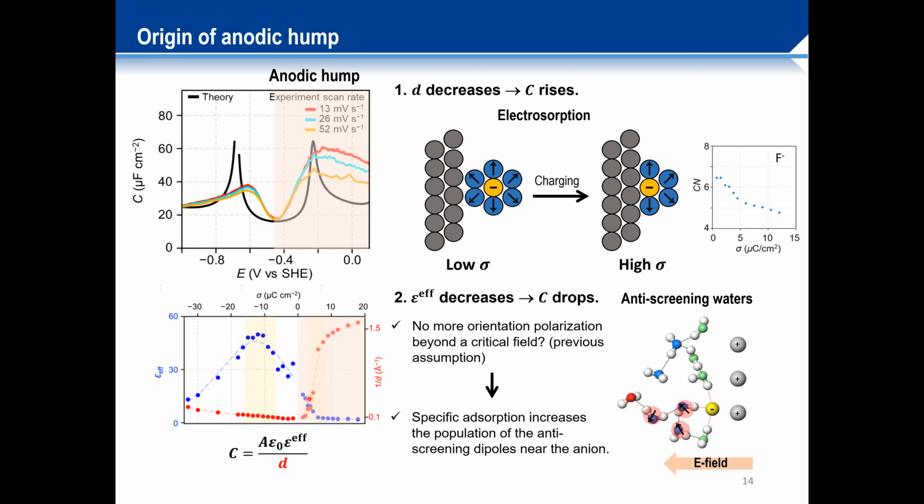We also found that the dielectric constant decreases very rapidly. This is ascribed to the ion-water interactions, which are quite strong. The stuck ion starts to flip the direction of the water dipole, so it cannot screen the electric field coming from the electrode anymore. So the effective dielectric constant decreases, and the capacitance decreases again.